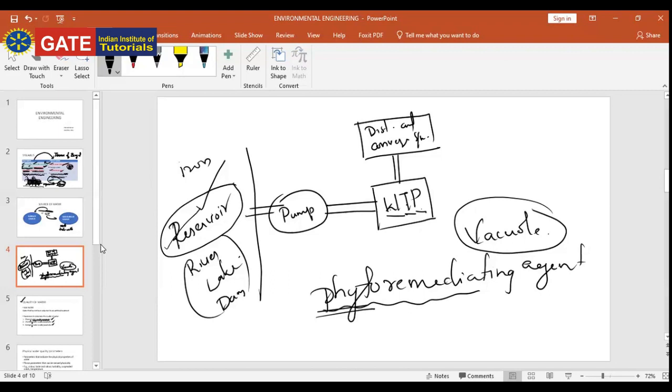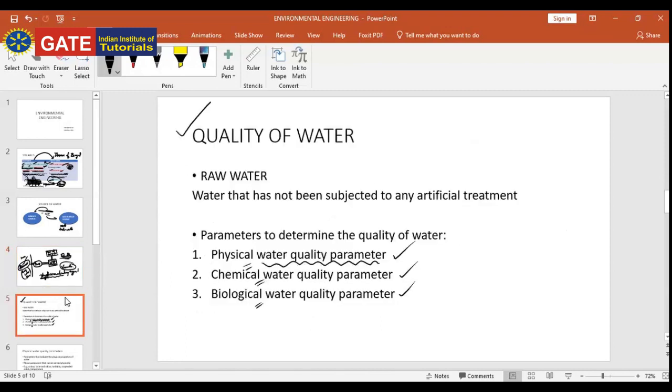Now, how much water should be drawn from this? How should the pump be characterized? Should the pump be before or after the water treatment plant? What kind of treatment should happen inside the treatment plant? How much water should be distributed? Everything has to be determined by the quality of the water taken. So this is very, very important. Okay, so now we'll be moving on to the different qualities of water. Got it? Now, what is quality of water? Before that, you have to know what raw water is. Okay, so you people know what raw water is, right?